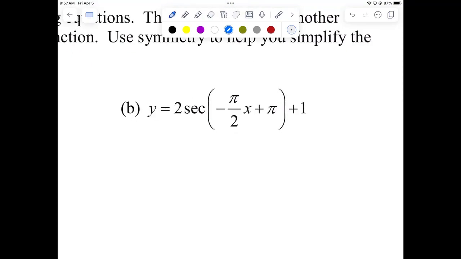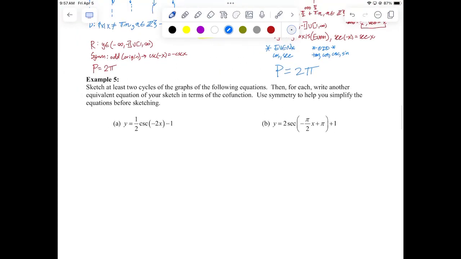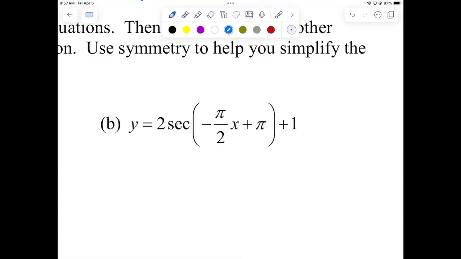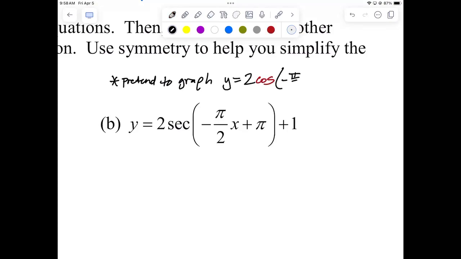That's the separate one. All right, let's go ahead and do B. I'm not going to do both of these because we don't need to, but B is the harder of the two, so let's do it. It says to graph this graph of secant, which looks pretty complicated, but here's the thing. We're going to pretend to graph y equals 2 cosine of negative pi halves x plus pi, plus 1.